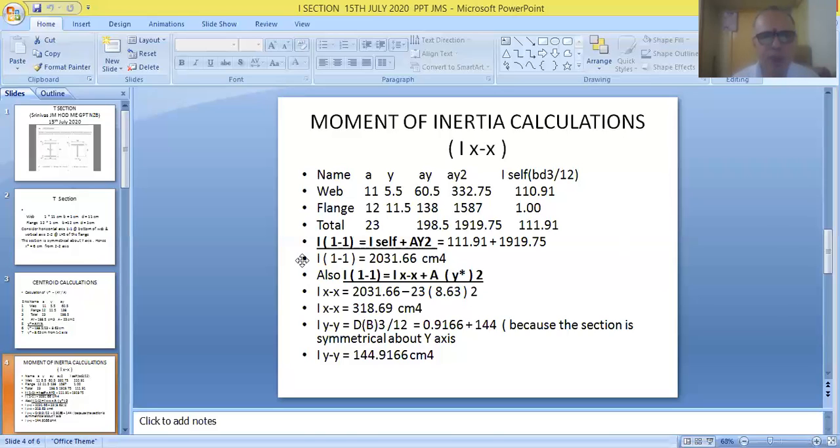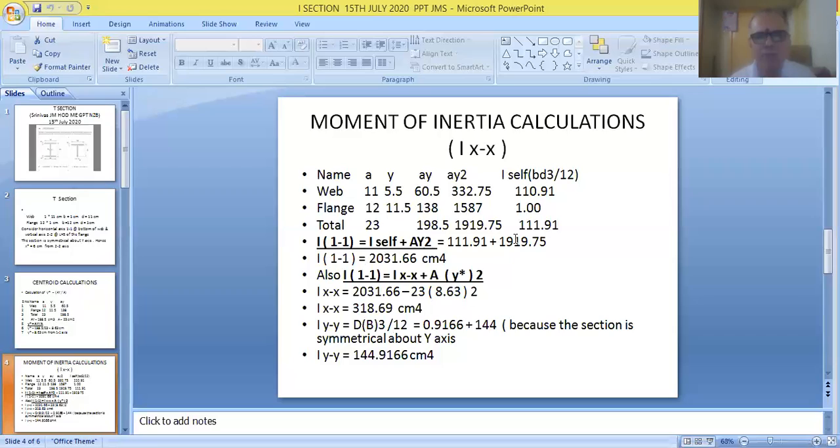Now friends, we have to use two formulas. There is a formula for I11. We have plotted I11 on the bottom of the figure, that is the web of the section. We have plotted I22 at the left hand side of the flange. Now we have to measure the value of I11 using this formula. So I11 is written as I self plus AY square. This is the simple formula available for measuring I11.